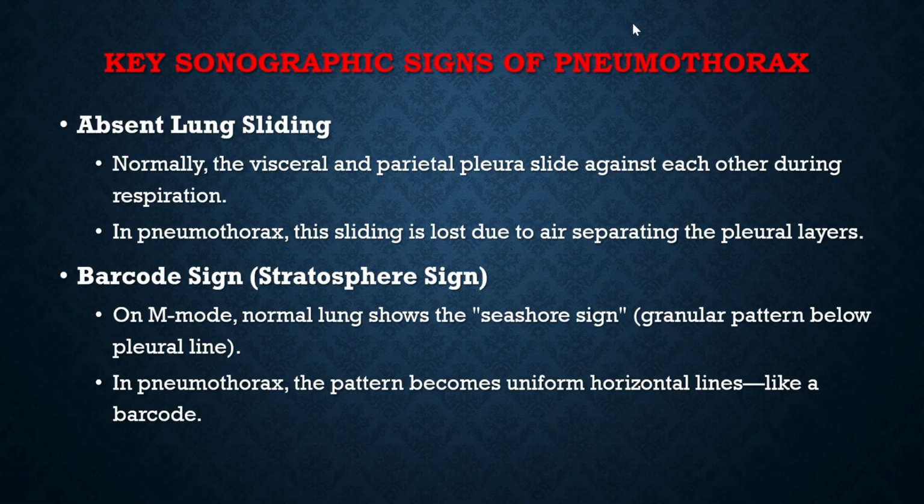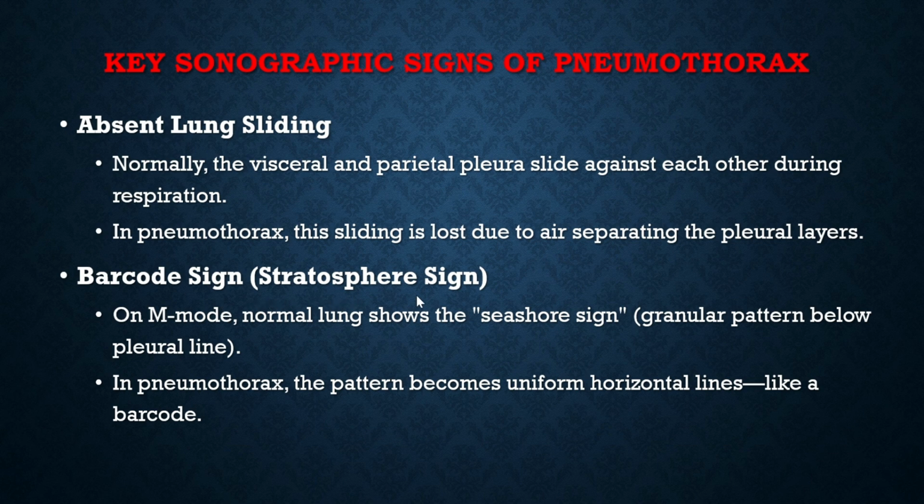Now, key sonographic signs are the absent lung sliding sign and barcode sign. So, what is the absent lung sliding sign? Normally, the visceral and parietal pleura slide against each other during respiration, but due to the pneumothorax, they get separated, and this sliding is lost. So, this is called the absent lung sliding sign.